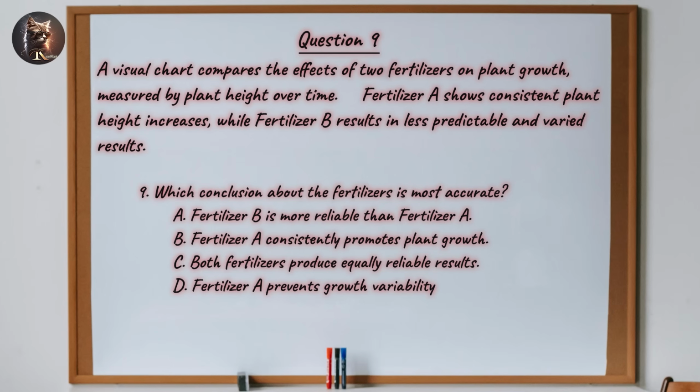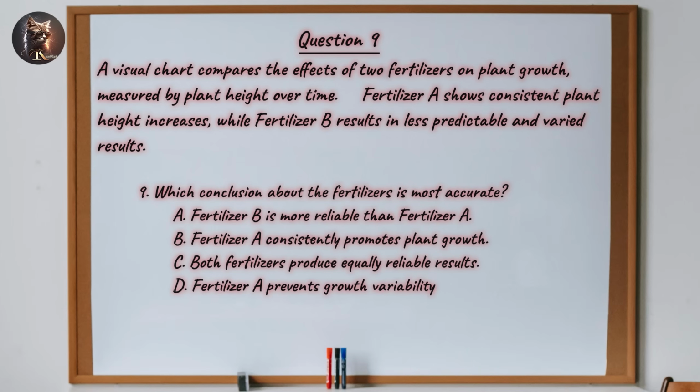Option C suggests both fertilizers produce equally reliable results. Based on what we read, is that accurate? Fertilizer B was described as unpredictable, so they're definitely not equally reliable. So we can safely set option C aside. Option D says fertilizer A prevents growth variability. This option is tricky. Does fertilizer A actually prevent growth variability, or does it just produce consistent results? It's not necessarily preventing variability. It's simply more consistent. So option D isn't the best answer.